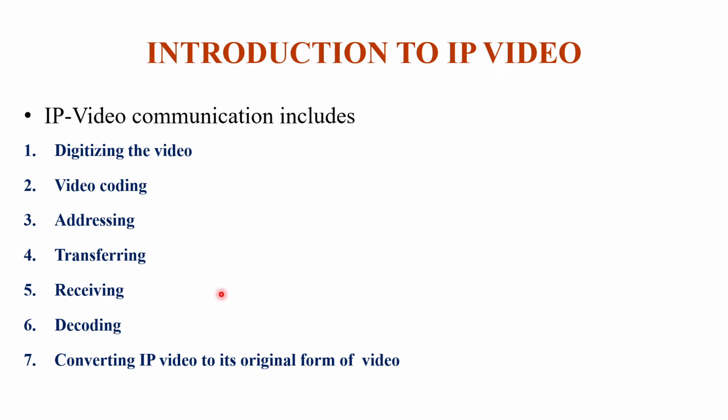Now if you see here, the first three steps are related to the transmitter side, or you can say the generator side. Then transferring, where you are transferring that data, and at the receiver side you receive that data, decode it, and convert the IP video to the original form of the video. So these are the 7 steps involved in IP video communication.